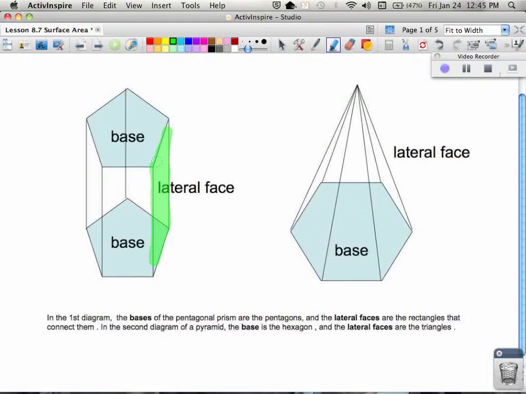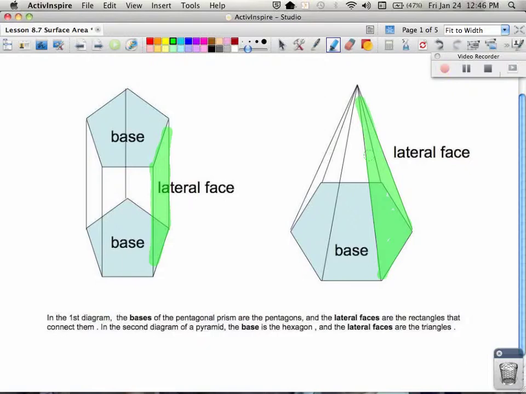And then in the second diagram to the right, which is a pyramid, a hexagonal pyramid at that, the base is the hexagon, and in this case, the lateral faces are all triangles, not rectangles. So here again is an example of one of the lateral faces of the pyramid. So whenever you have prisms, the lateral faces are rectangles. Whenever you have pyramids, the lateral faces are triangles.